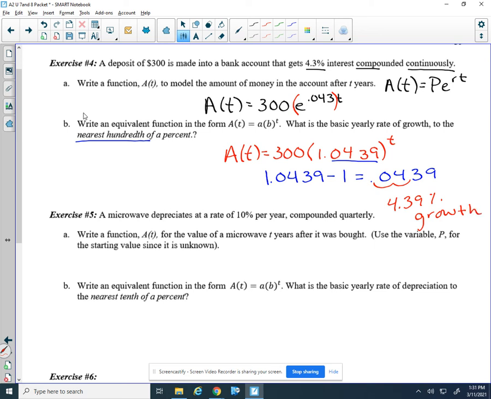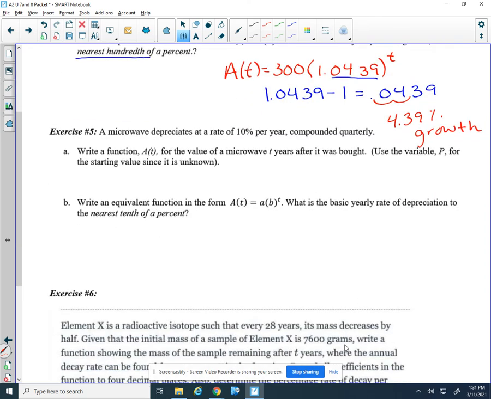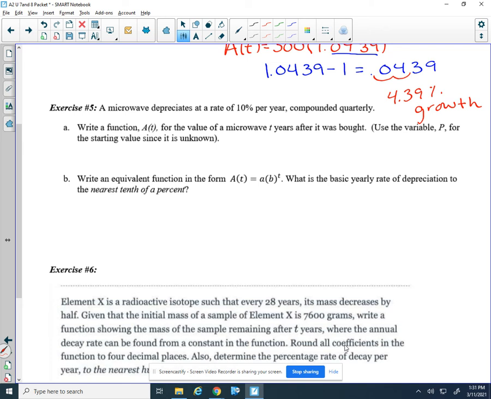So our next problem, and as I said, I'm doing these quickly because you guys have done so many of these types of functions, but if you go back a few lessons, Ms. Morrow goes more slowly over these types of functions. A microwave depreciates at a rate of 10% per year, compounded quarterly. So there I know that I'm using P times 1 plus r over n to the nt, where n is the number of compounds per year.